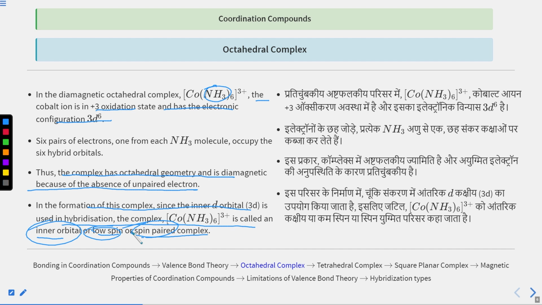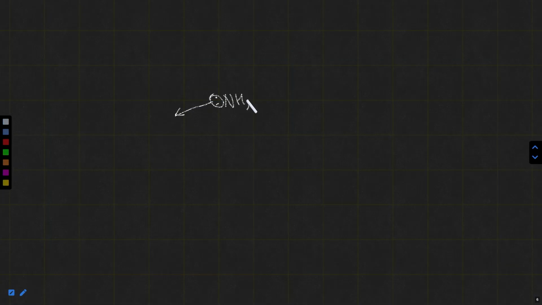So how it happens, we will see. If I talk about simple d6, it looks like this. d6, 5 orbitals, 1, 2, 3, 4, 5 and 6. So this is d6, the ground state. But as the ligand approaches, the story changes. The story may or may not change, so both cases are possible. It is not always that they will pair up or change configuration. It will totally depend upon the ligand.